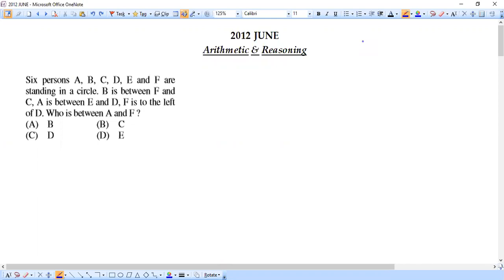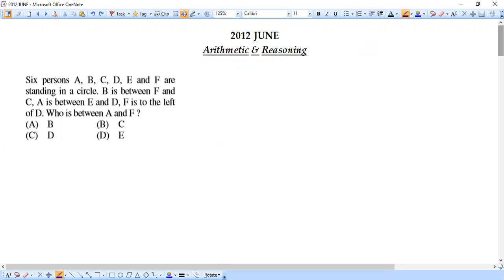This session, we have the question paper of 2012 June, UGC NET paper 1. And again, we are about to solve questions from arithmetic and reasoning sections. This question paper, we have very challenging questions from all these topics. Let's give a try. Let's try to solve these questions one by one.